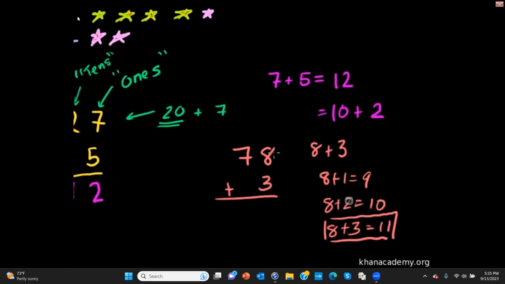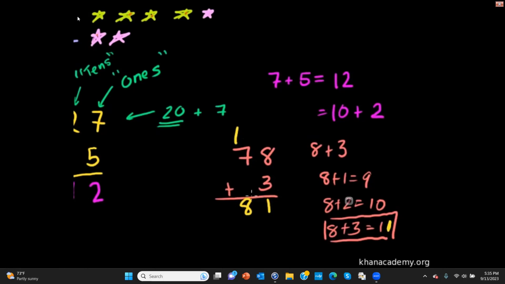So what we do here, we said 8 plus 3 is equal to 11. Put this 1 right here, and carry the other 1, because 11 is 1 ten, 1 dime, plus 1 penny. That's 11. And then we add the tens place. 1 dime plus 7 dimes is equal to 8 dimes. So 78 plus 3 is equal to 81.